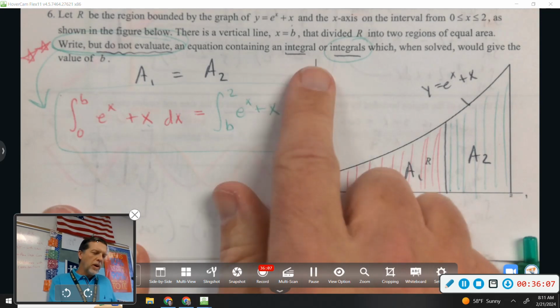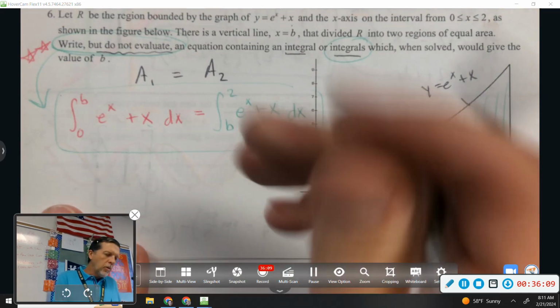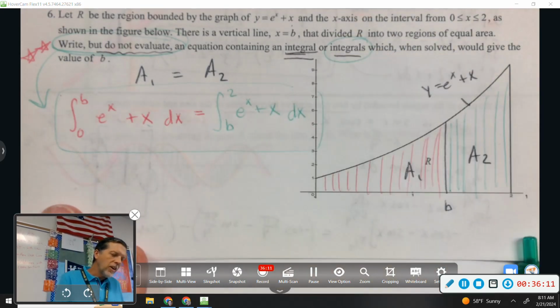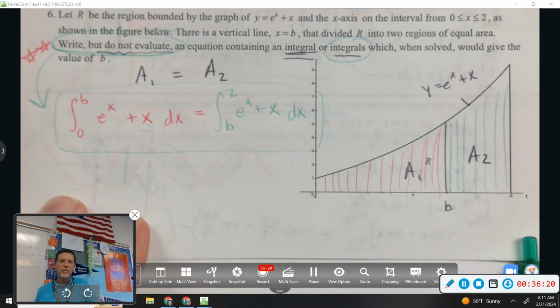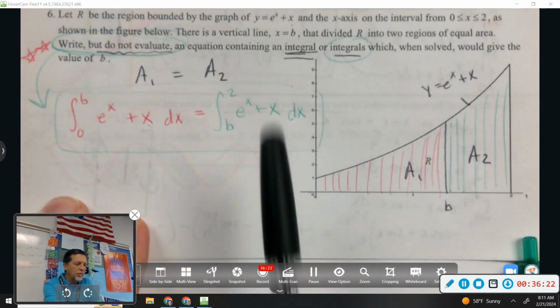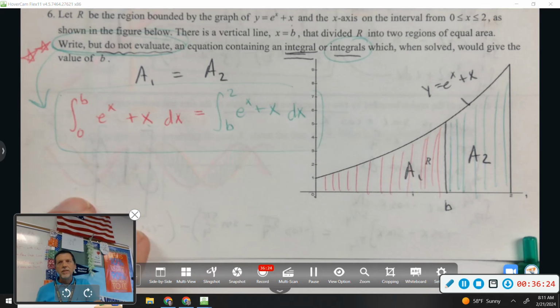There is a different way to solve this one with only one integral, which is why it's phrased that way. But I don't know, I've always thought this was the easier way. It said they're equal areas, set it up as equal area, be done.